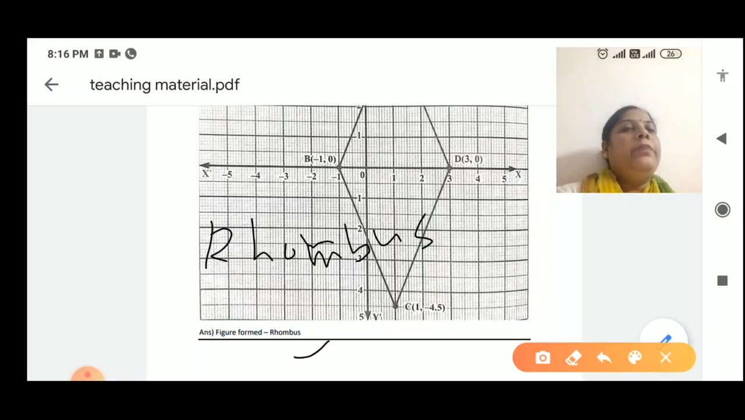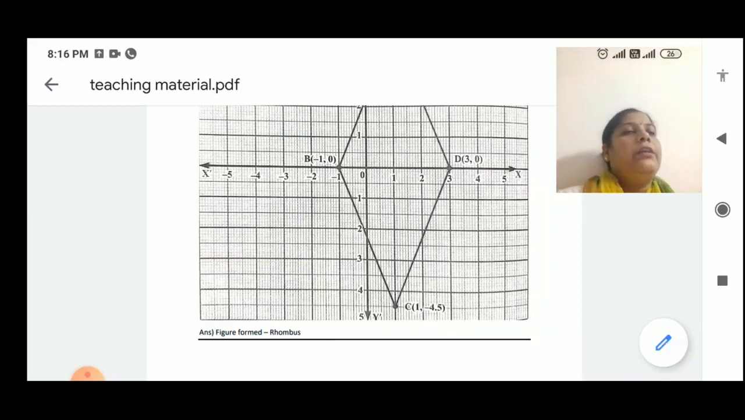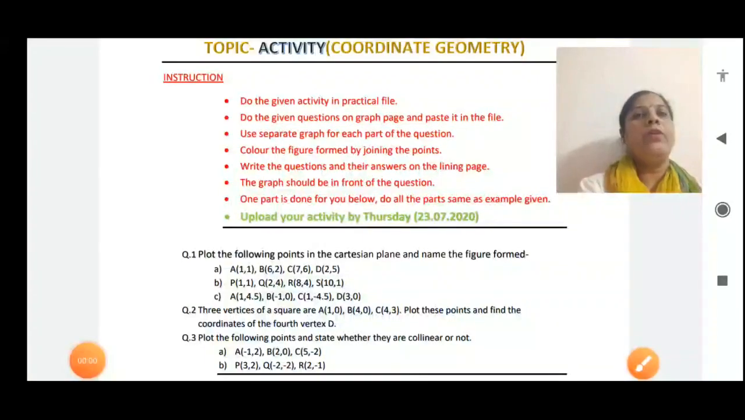And on the lining page also you have to write the answer. Now question number 2: three vertices of a square are (1, 0), (4, 0), (4, 3). Plot these points and find the coordinates of the fourth vertex D.